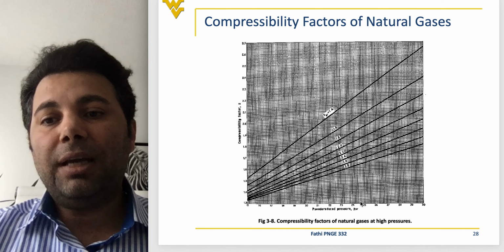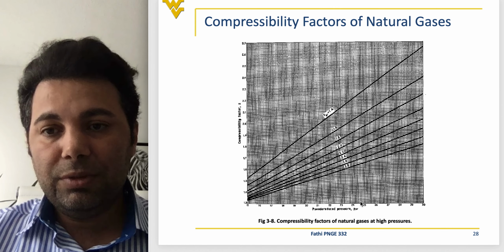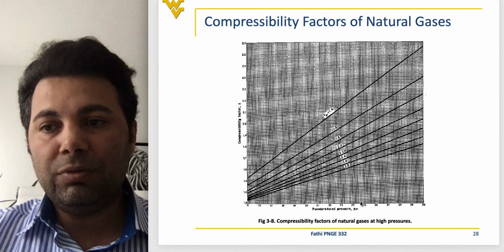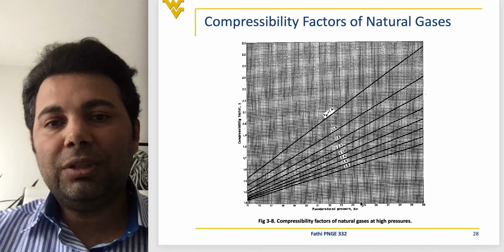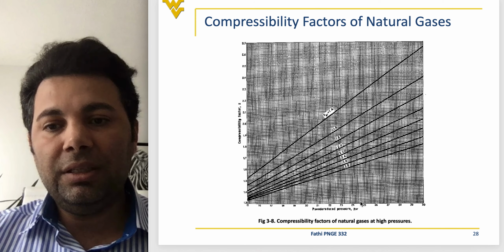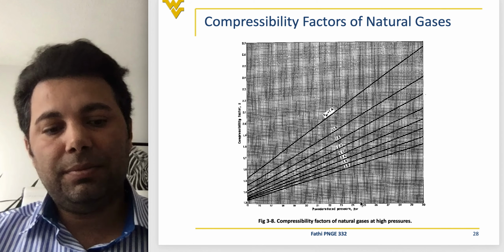I can find the apparent molecular weight of mixtures. That's the summation of mole fractions times the molecular weight. And then I can use PV equals ZnRT to calculate any property of the real gas mixtures.